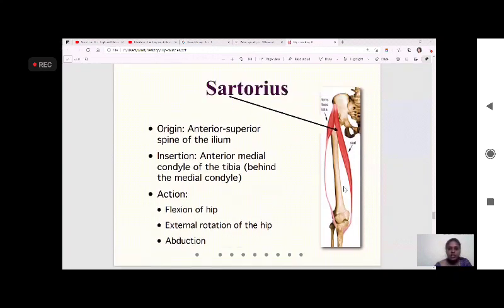Sartorius is the longest muscle. We can put the cursor over there. It arises from the anterior superior iliac spine and gets inserted into the anterior medial condyle of the tibia. Its action is flexion of the hip, external rotation of the hip, and abduction. It is also called the tailor's muscle, because that is the position they use for pedaling the machine. Next.